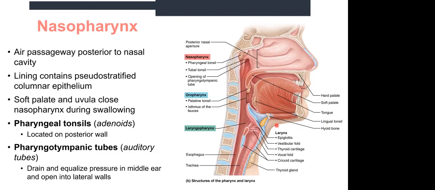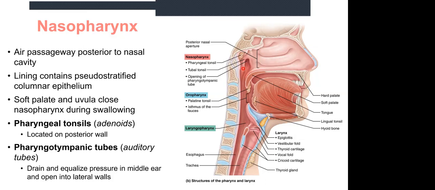So let's talk about each of these regions a little bit more in depth. So first and foremost, we're going to talk about the nasopharynx. This is the air passageway that's posterior to the nasal cavity, and it is lined with pseudostratified columnar epithelium.